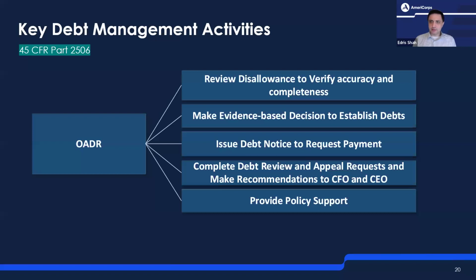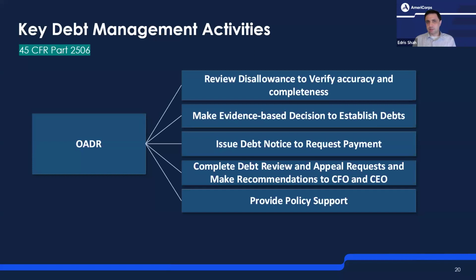Our process, again, here, we receive a disallowance notification that can happen internally or by grantees. Once we receive a report of a disallowance, we make an evidence-based decision to establish the debt. And following that, we issue a debt notice that formally establishes the debt. Our office also completes reviews for requests for reviews, as well as makes recommendations to the CFO and the CEO for any appeals.